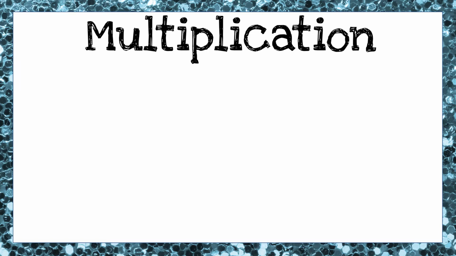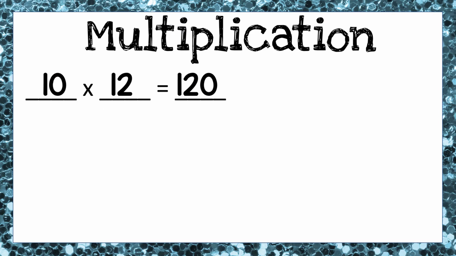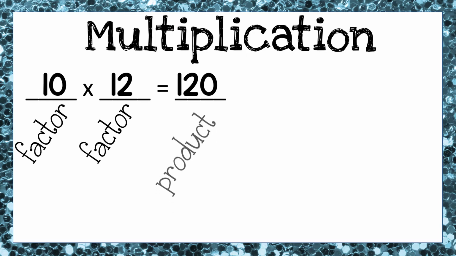So let's talk about some important information about multiplication. When I multiply my numbers, 10 times 12 equals 120. Each of those numbers has a name. 10 is called a factor in multiplication. 12 is a factor, and factor times factor gives me my answer. My answer is called the product. And so that's important vocabulary for you to know when you multiply.